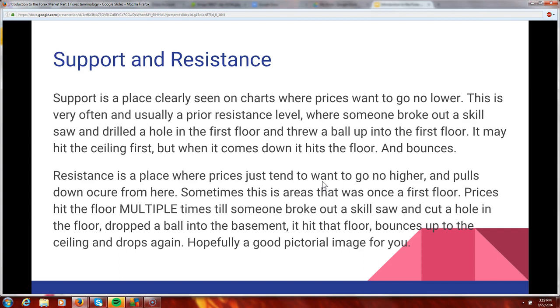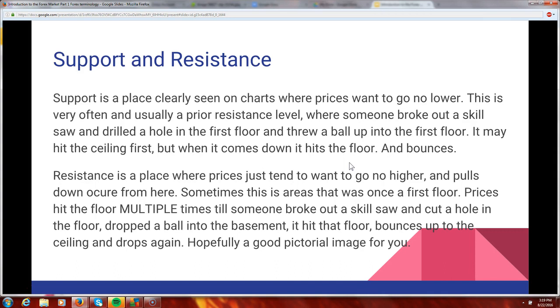That's not normal, and it doesn't happen often. I'm not saying that it can't happen, but it's very rare. Now, resistance is a place where prices tend to want to go no higher. Okay, pull downs will occur from places of resistance.